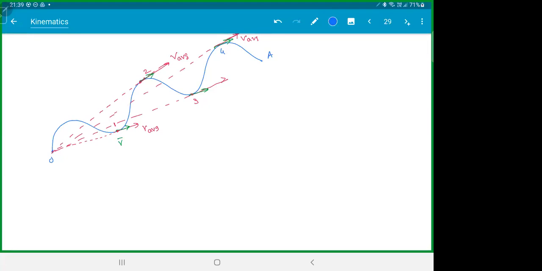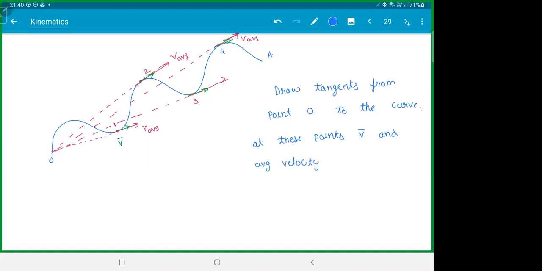For these kinds of questions, this is how you approach. You need to find the points: draw tangents from point O to the curve. Wherever you get a tangent at that instant, both will be parallel. At these points, instantaneous velocity and average velocity are parallel. The answer is 4.